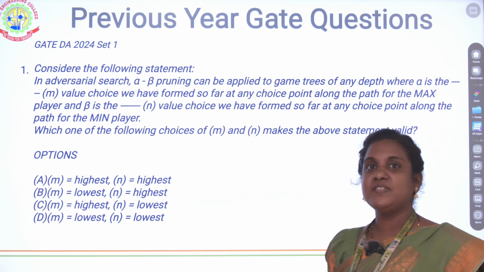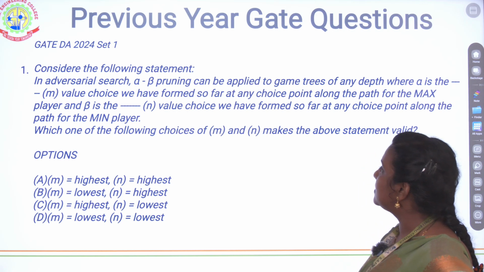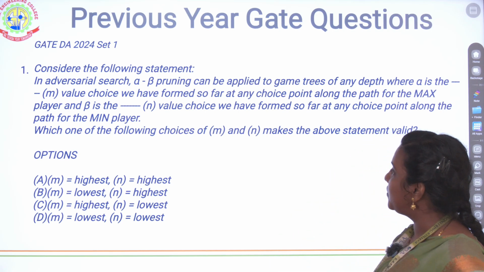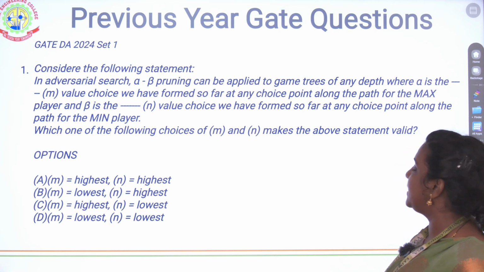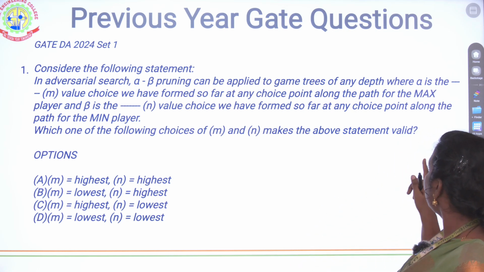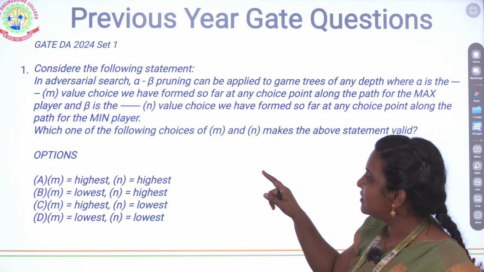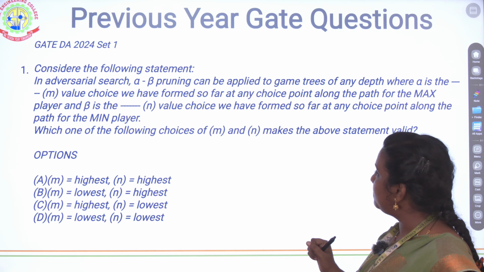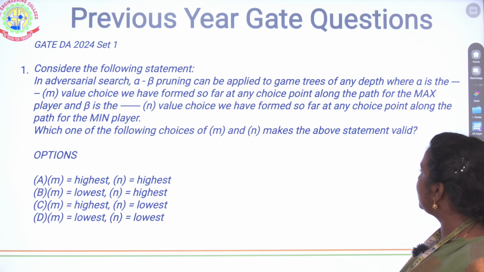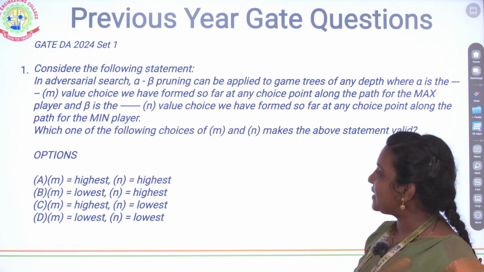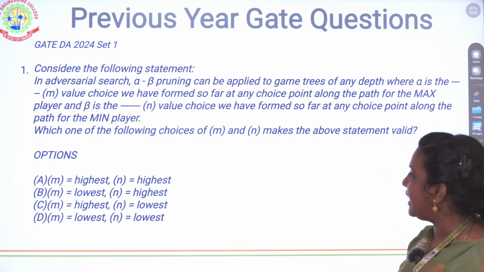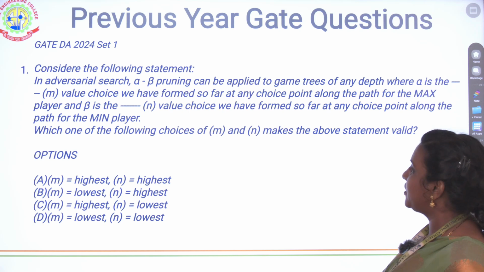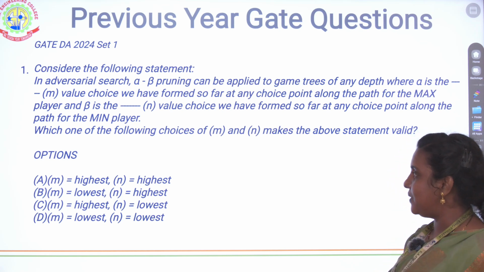Okay, based on this we will see two GATE questions. The first question is, in adversarial search, alpha-beta pruning can be applied to game trees of any depth, where alpha is the maximum value choice we have found so far at any choice point along the path for the max player, and beta is the minimum value choice we have found so far at any choice point along the path for the min player.